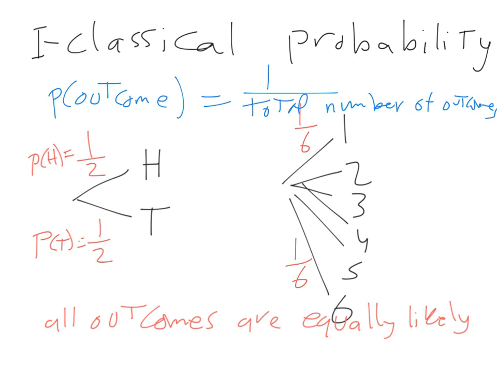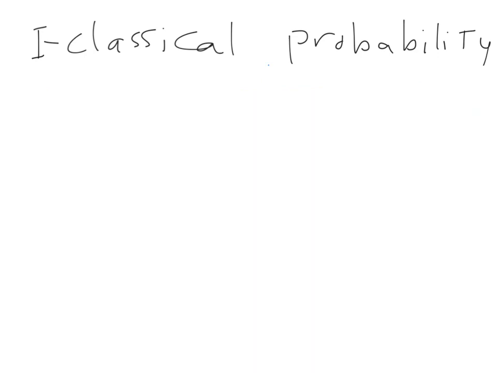Okay? So that's the idea. The probability of any outcome is 1 over the total number of outcomes. So the total number of outcomes here is 2, so it's 1 over 2. The total number of outcomes here is 6, so it's 1 over 6. Each one of them is 1 over 6. So that's classical probability, and that's about the probability of an outcome.